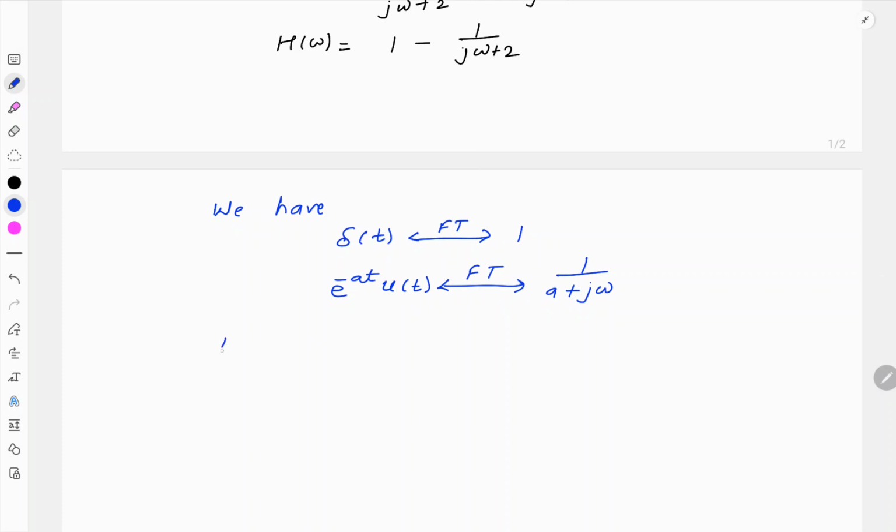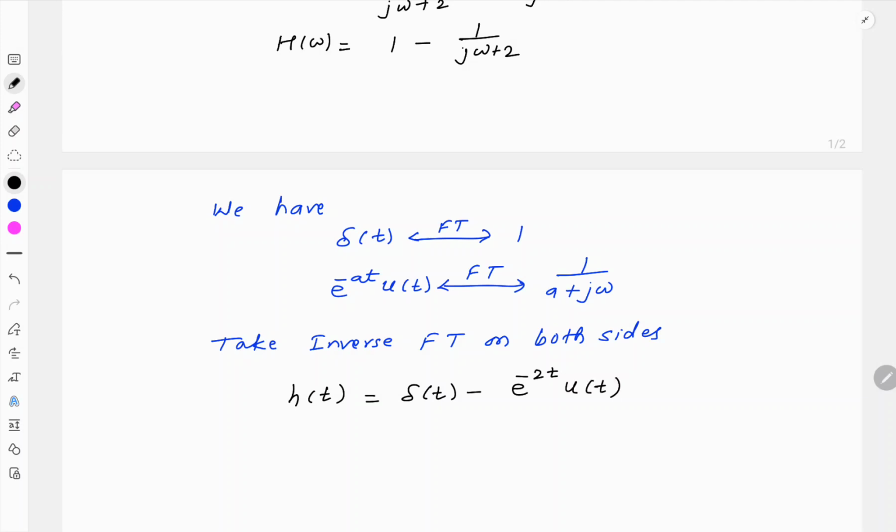So for this H(omega), take the inverse Fourier transform on both sides. We get h(t) equal to the inverse Fourier transform of 1, which is delta(t), minus the inverse of 1 upon j omega plus 2, which is e raised to minus 2t into u(t). So this will be the impulse response for the given example.